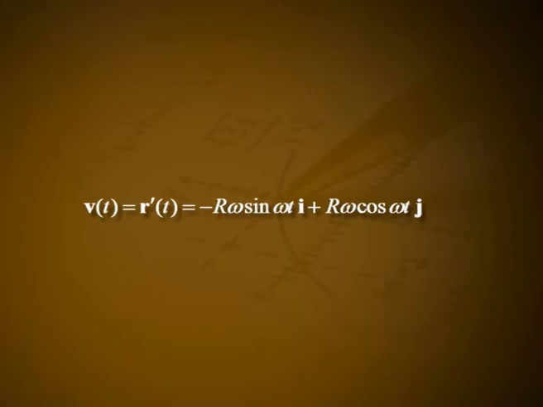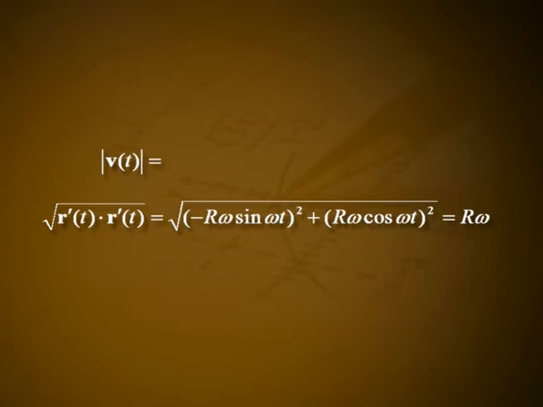Example 11, centripetal acceleration. Suppose a particle moves along a circle C having radius r in the counterclockwise sense. Then its velocity is given by v of t equal to r dash of t, which is equal to minus r omega sin omega t i plus r omega cos omega t j. The velocity vector is a tangent at each point t to the circle C and its magnitude is constant.